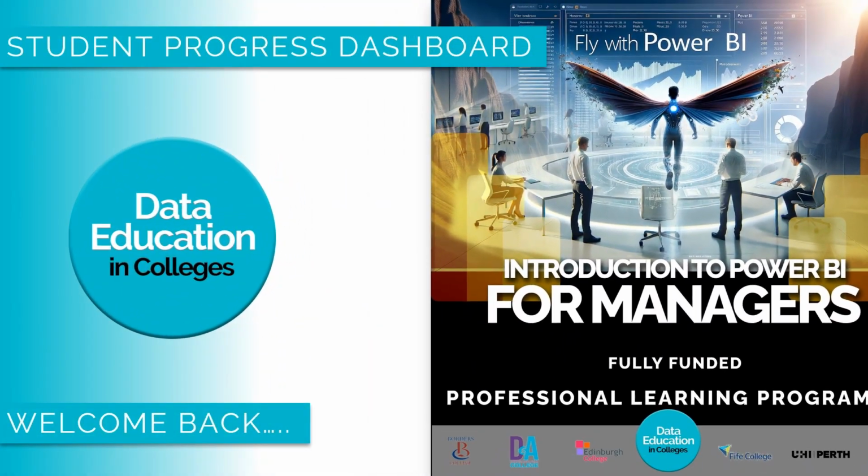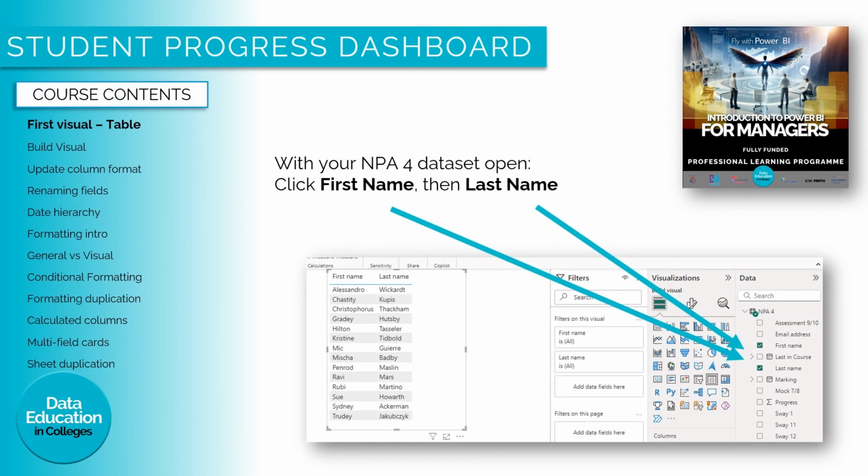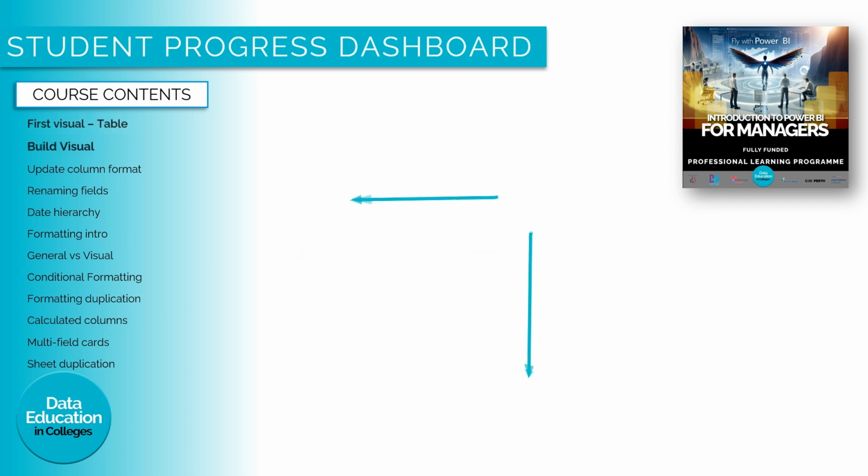We're going to start creating some visualizations now. So with your NPA4 dataset open, just click first name and then last name. You'll see a table starts to be made. Because we chose the text field first, the default visualization is Power BI as a table. You can see it highlighted down there in your visualizations pane.